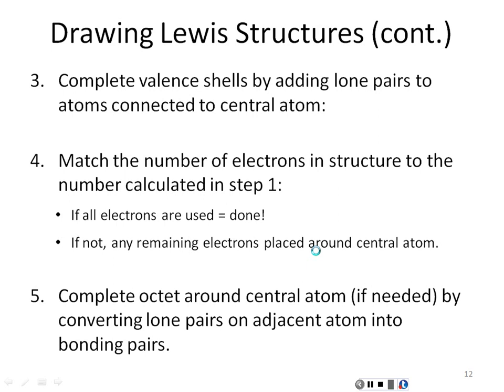And you complete octet around the central atom by converting lone pairs on adjacent atoms to bonding pairs. If, for example, you do all 4 of these steps and your center atom still does not have a complete octet, then you would take a lone pair of electrons on an adjacent atom and form another bond, a double bond, or a triple bond if needed, until you fill that octet on the central atom.